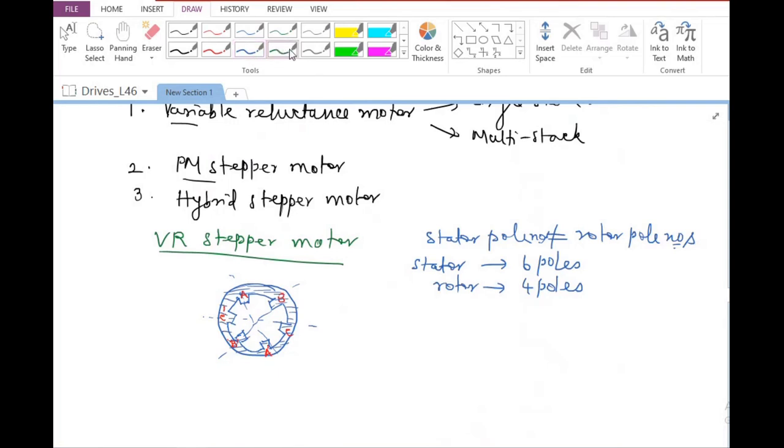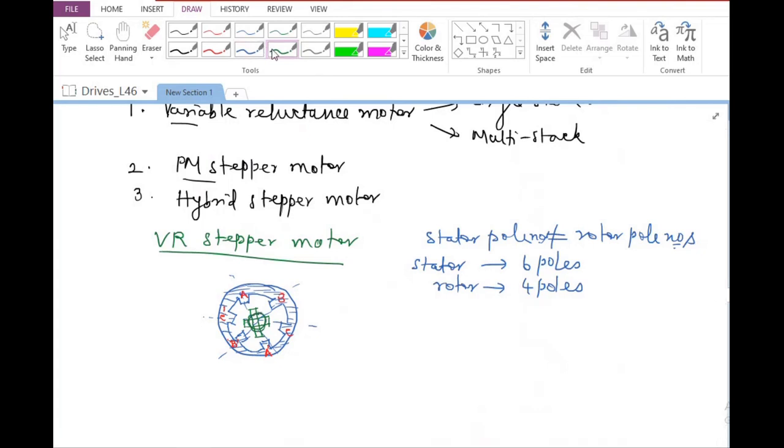Now, as far as the rotor is concerned, let us say it is a 4-pole rotor. So I'm just going to show it somewhat like this. I have 2 poles like this and another 2 poles like this. So it is going to have essentially this as the structure. So here is the shaft.